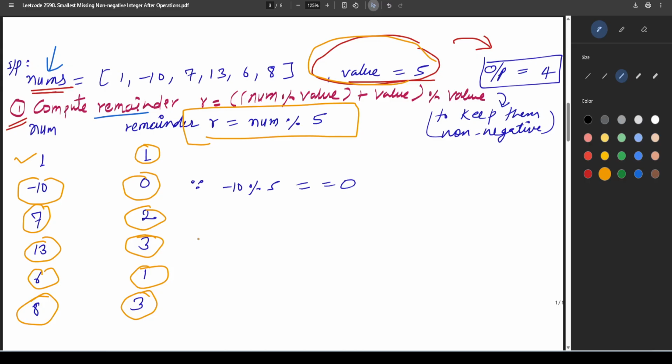So the key idea is that every number can only move with its remainder group. Likewise, all the numbers with remainder one come together. Let's suppose we take 1, 6, 11 and so on, those will be their numbers, right? So let's try to understand.